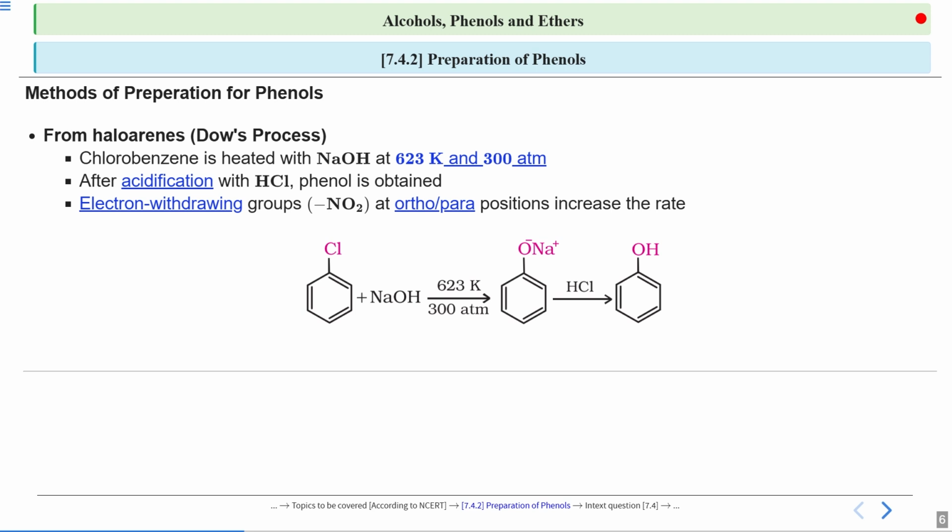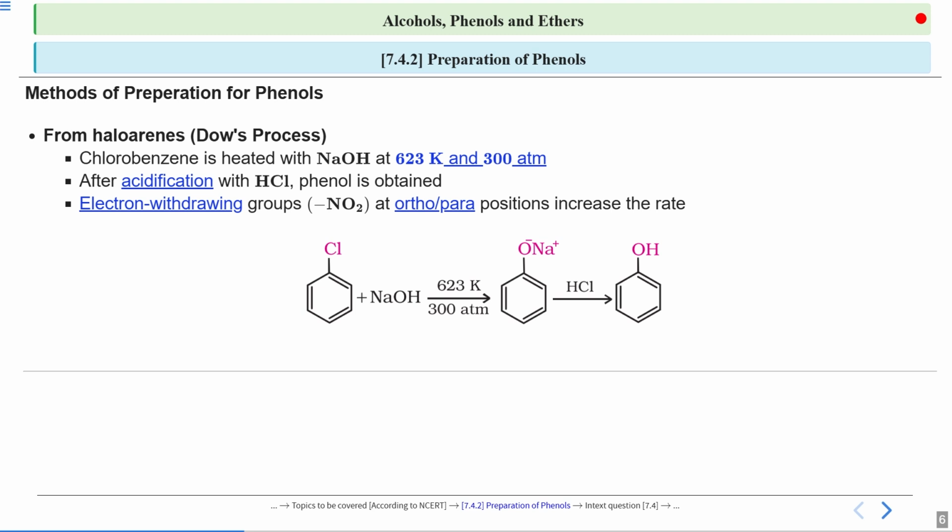So we do the acidification with an acid, and the acid we are using here is hydrochloric acid, that is HCl. That will break into H plus and Cl minus. And here I have O minus and Na plus. So this H plus will attach to this O minus and we will get phenol, where the OH hydroxyl group is directly attached to the benzene ring. And Na plus will combine with Cl minus and NaCl will leave. We got the final product, phenol. This is an important process, that is how from a chlorobenzene we got a phenol.